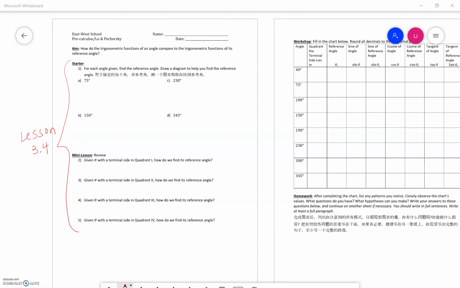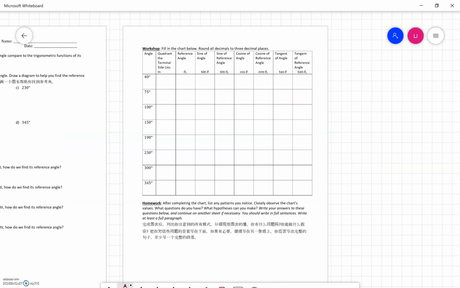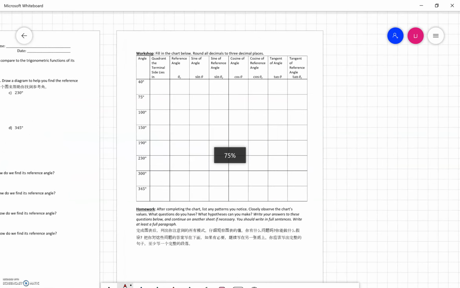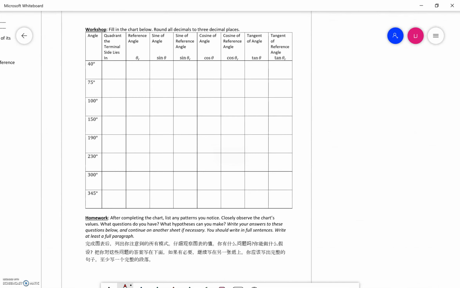But now let's look at the stuff that you haven't seen particular examples of, which is the workshop homework section. Now again, I said this was going to be a lot of calculator punching, but basically we'll do a sample one. For example, we're going to do the line for 100 degrees. So this line right here. So the first thing we can see, the first column is the quadrant the terminal side lies in.